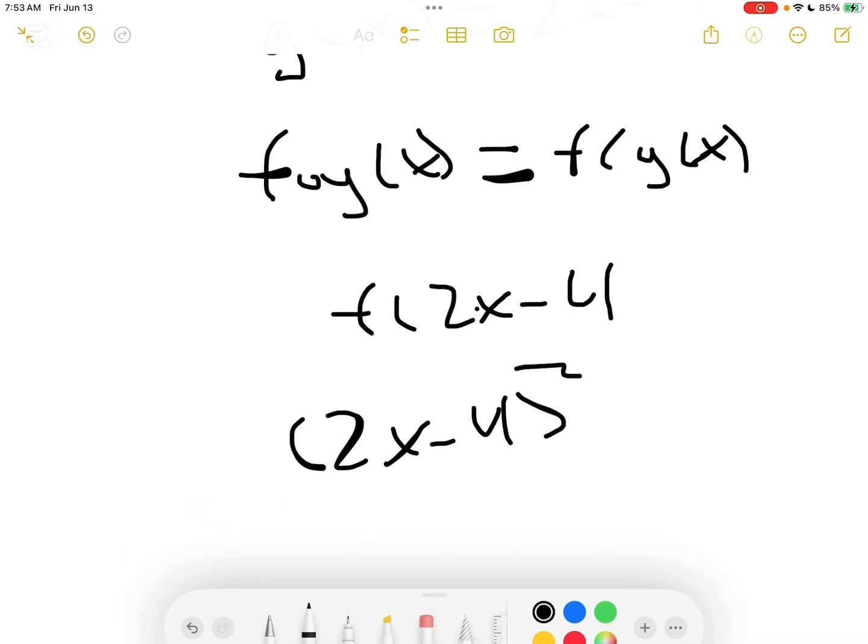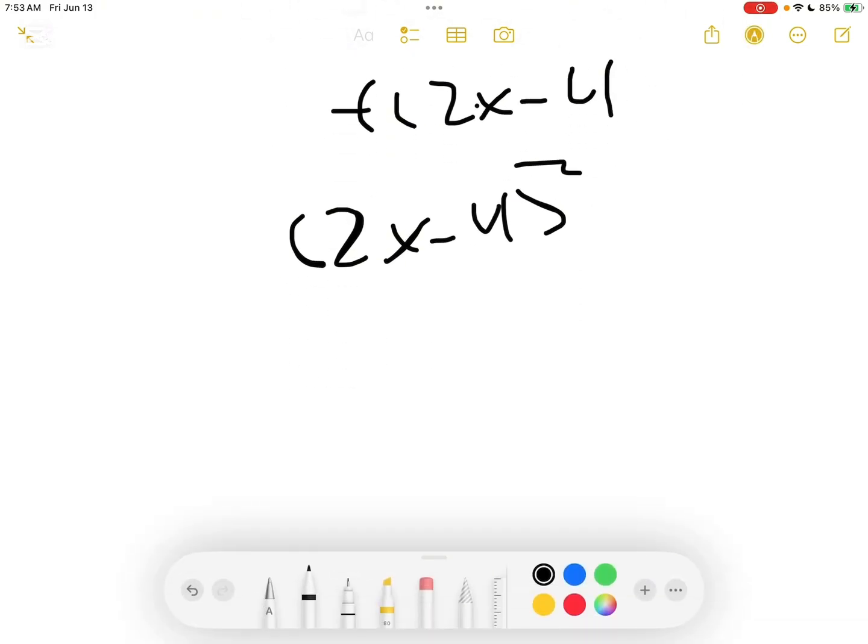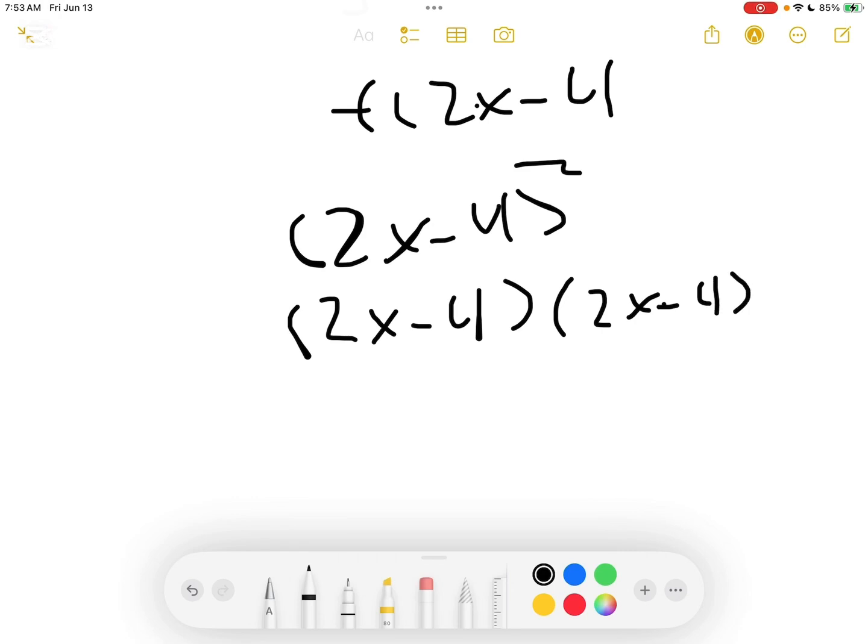And that would technically be our constant function, but we would want to factor the square. So we'll do that as well. So we'll do 2x minus 4, 2x minus 4. And this is just simple. So we do 2 times 2 is 4x squared.